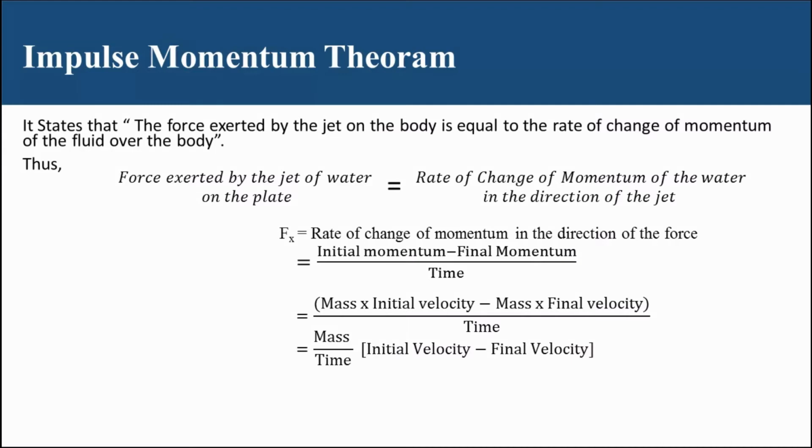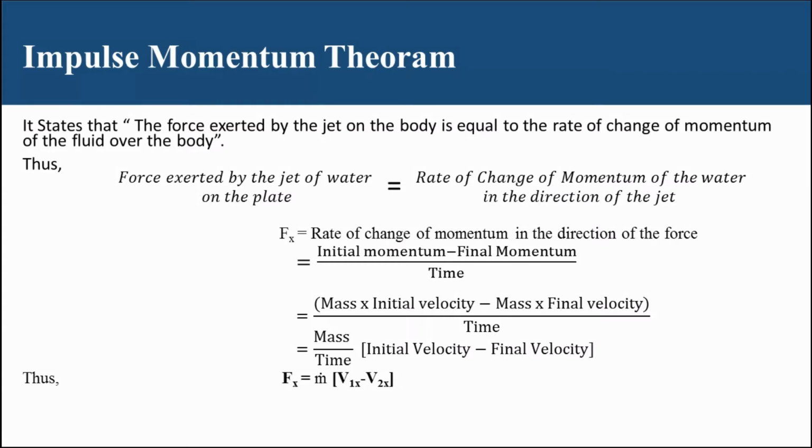Whatever mass of water enters the jet, the same mass of water leaves the jet after its impact. Therefore, we can say mass upon time times initial velocity minus final velocity. This mass upon time is nothing but the mass flow rate, m dot. So Fx equals m dot into (v1x minus v2x), where 1 represents the initial value and 2 represents the final value.